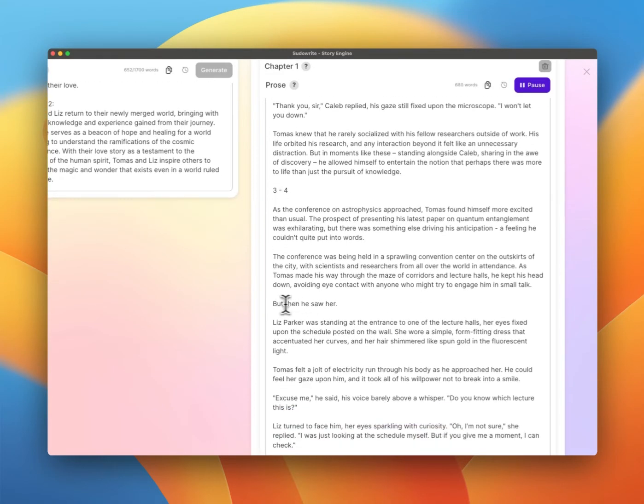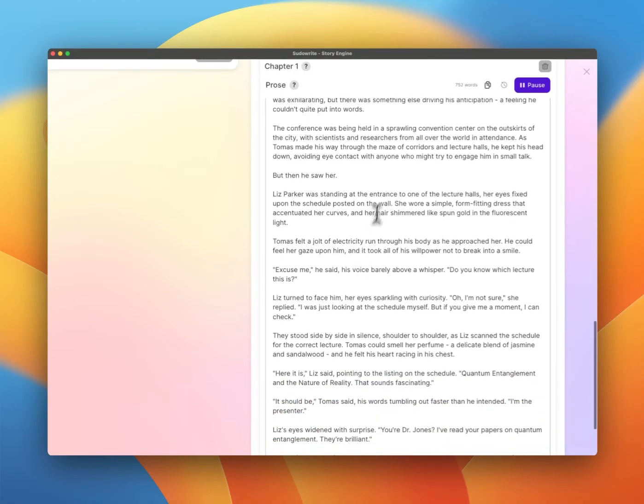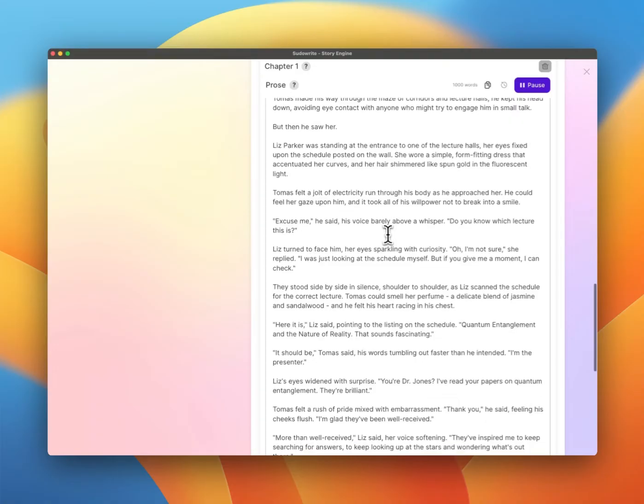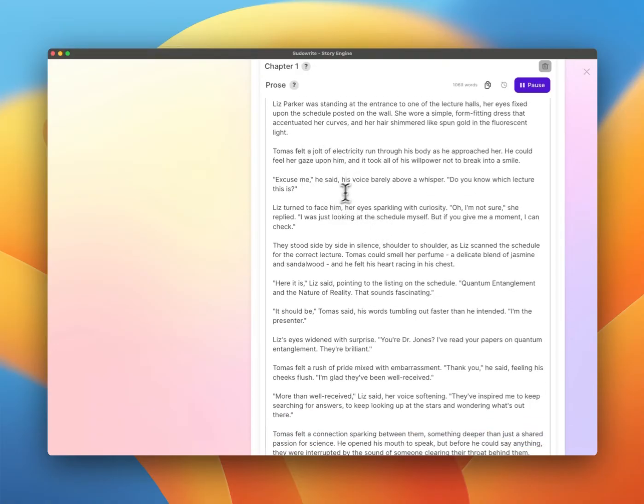But then he saw her. Liz Parker was standing at the entrance to one of the lecture halls, her eyes fixed upon the schedule. She wore a simple, form-fitting dress that accentuated her curves, and her hair shimmered like spun gold. It felt like a jolt of electricity.